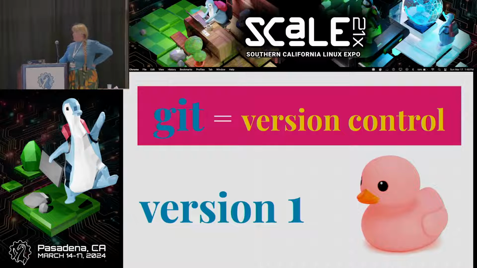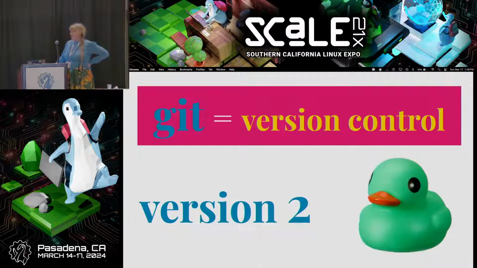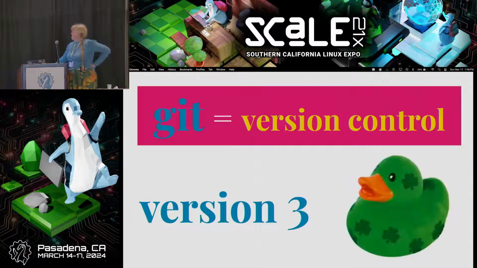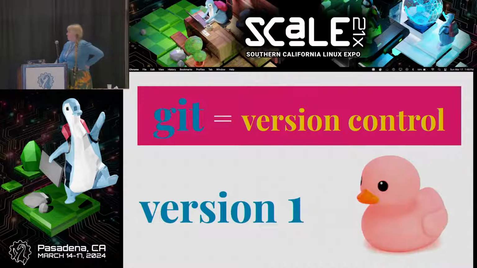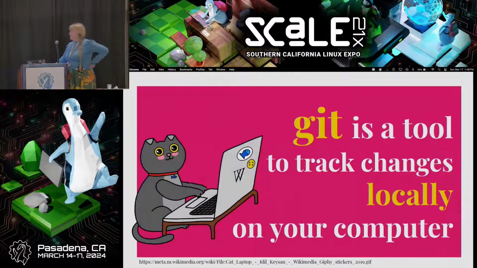There's your version 1, our cute little rubber ducky that we all talk to, and here's version 2, our green rubber ducky. There's version 3, you've added a little something extra to him, and version 250, we now have a peacock. And you can always go back to version 1. Well, not that anyone really goes back to version 1, but you could, theoretically.